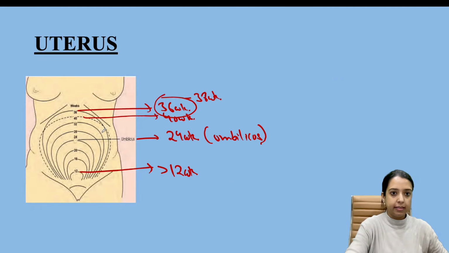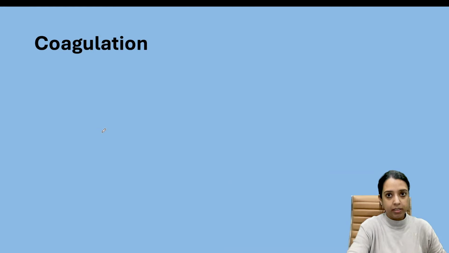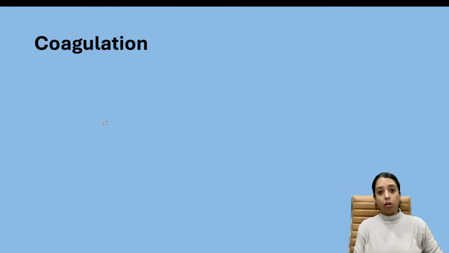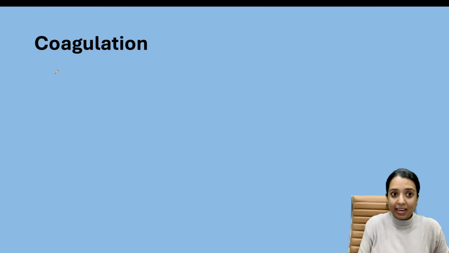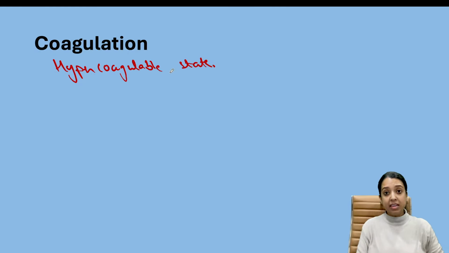So yes, not ITP, it is gestational thrombocytopenia. Okay? What about coagulation? Remember, when a question is asked, pregnancy is a hypercoagulable state. Okay? So hypercoagulable state means there is a tendency of coagulation in pregnancy.